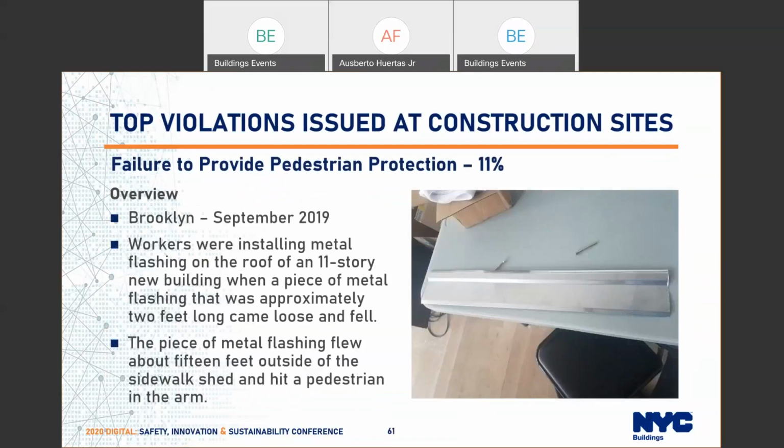Failure to provide pedestrian protection is the second most commonly issued violation. An example of this violation took place in Brooklyn in September of 2019. The workers were installing metal flashing on the roof of an 11-story building when a piece of metal flashing that was approximately 2 feet long came loose and fell. The piece of metal flashing flew about 15 feet outside of the sidewalk shed and hit a pedestrian in the arm.